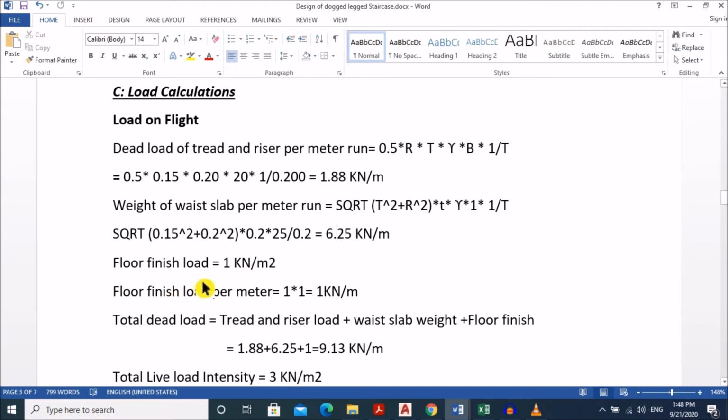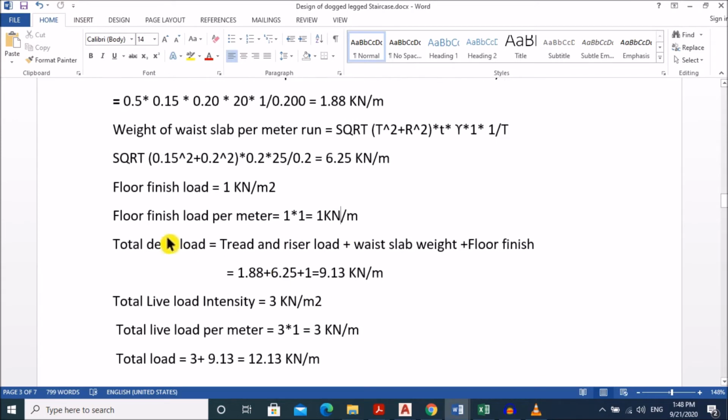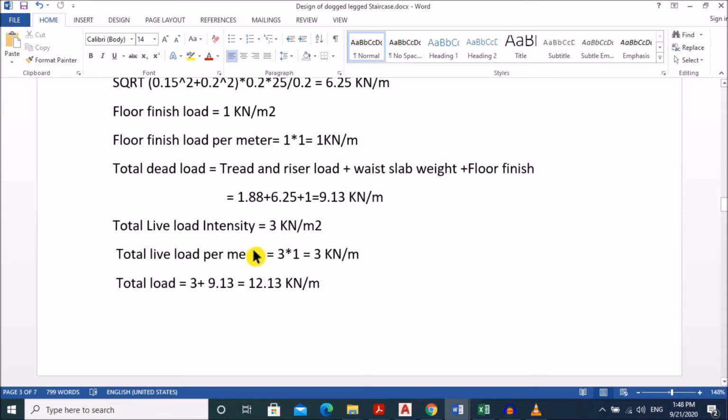The floor finish load is assumed to be 1 kilonewton per meter square. The floor finish load per meter run, multiplied by 1, gives 1 kilonewton per meter. The total dead load on the waist slab will be tread and riser load plus waist slab weight plus floor finish, which equals 9.13 kilonewton per meter. The total live load intensity is 3 kilonewton per meter square. It is taken from IS 875 part 2.